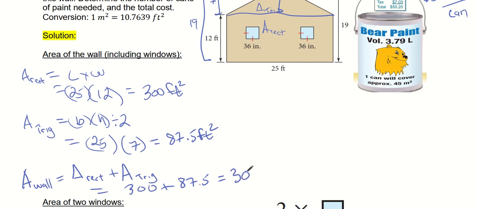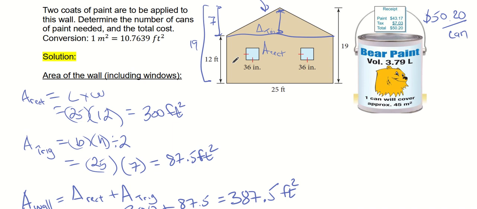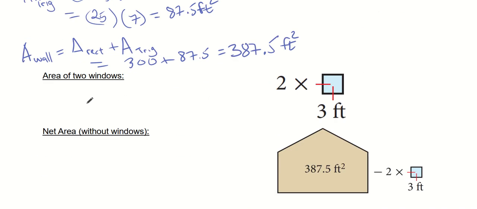387.5 feet squared. So we found the area of the wall, and that's with the windows. Now let's find the area of the windows.